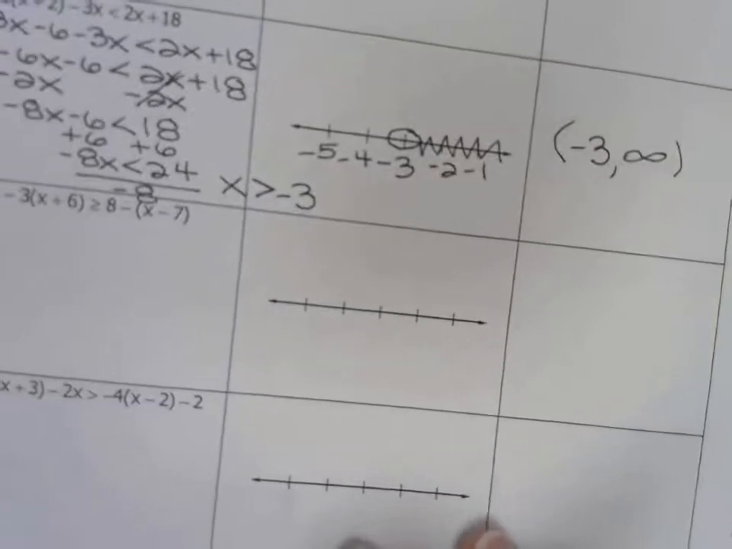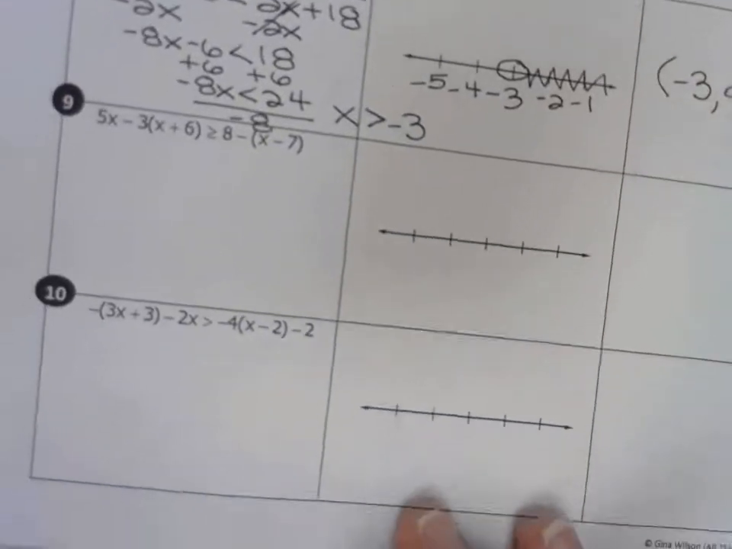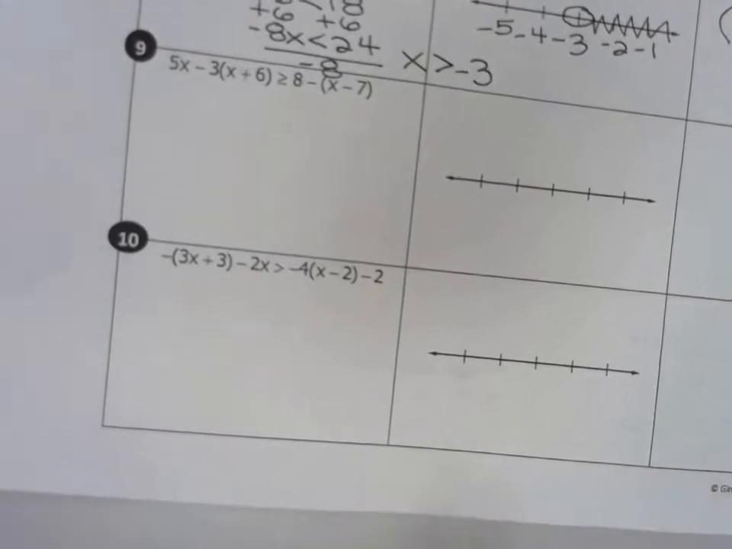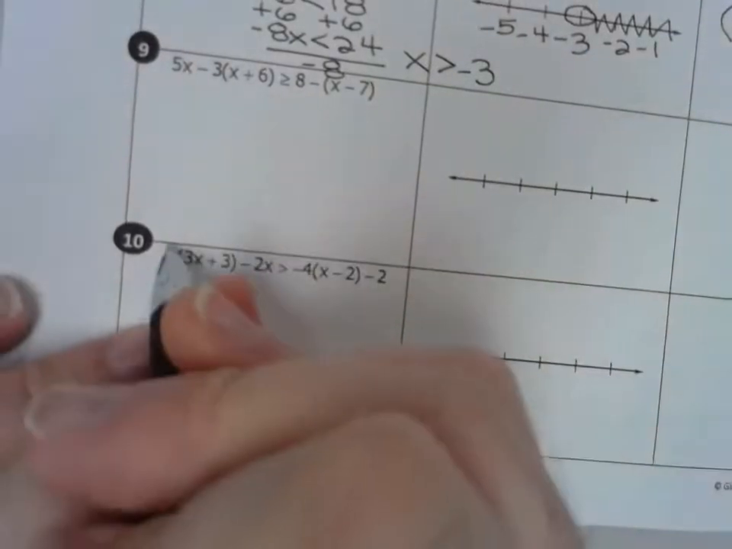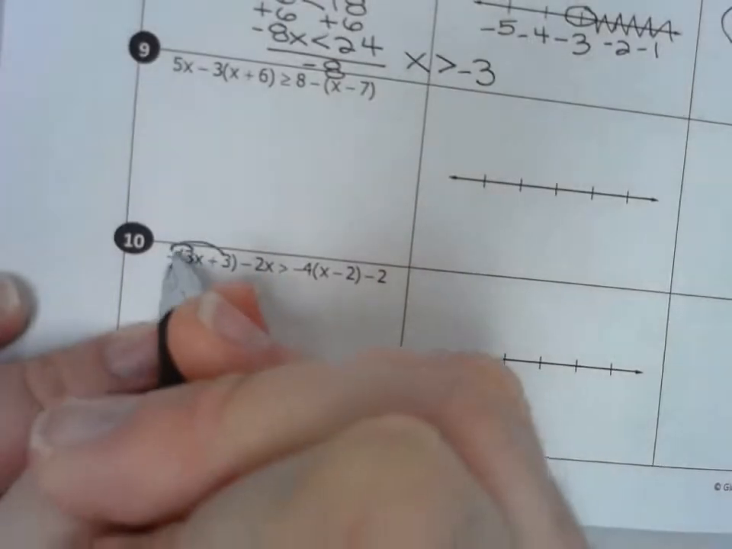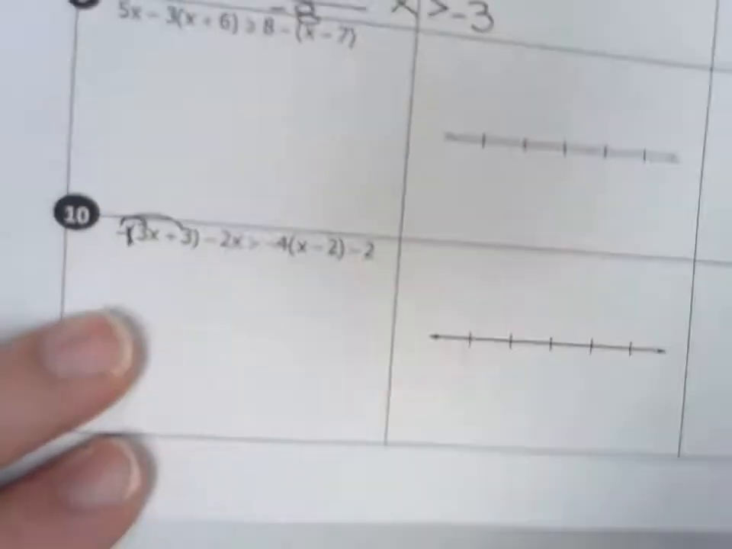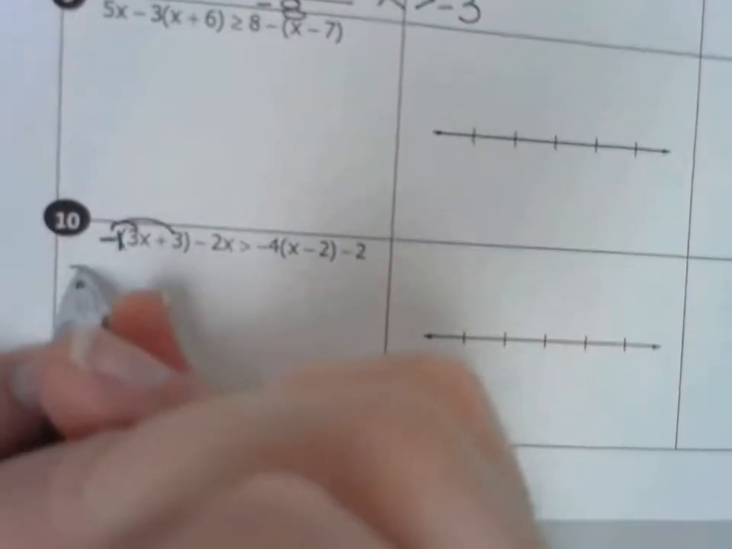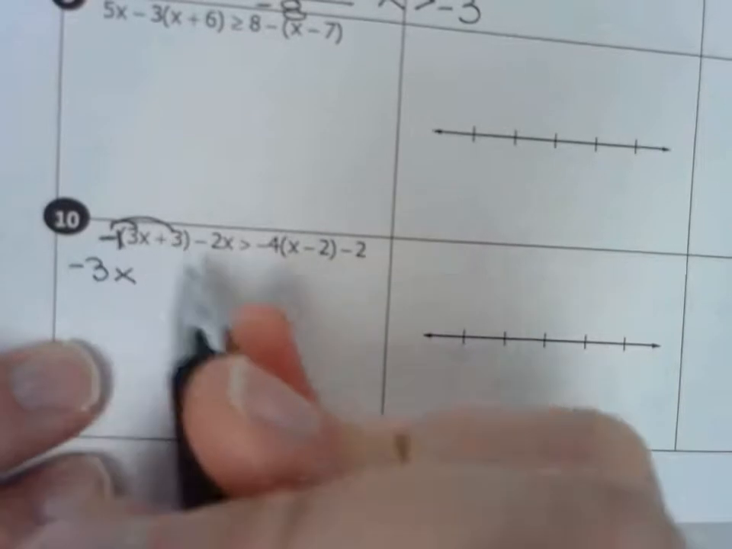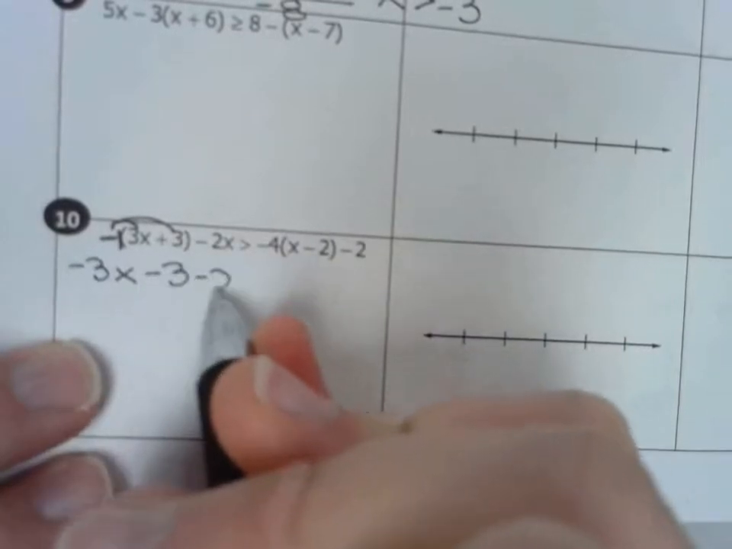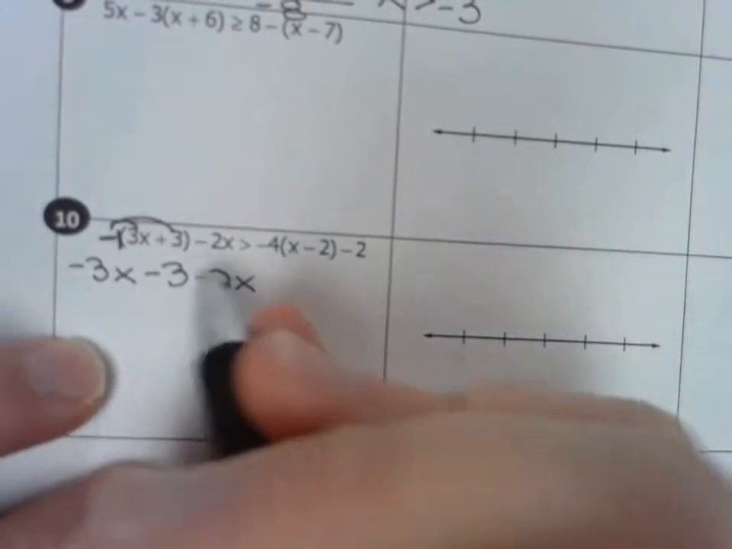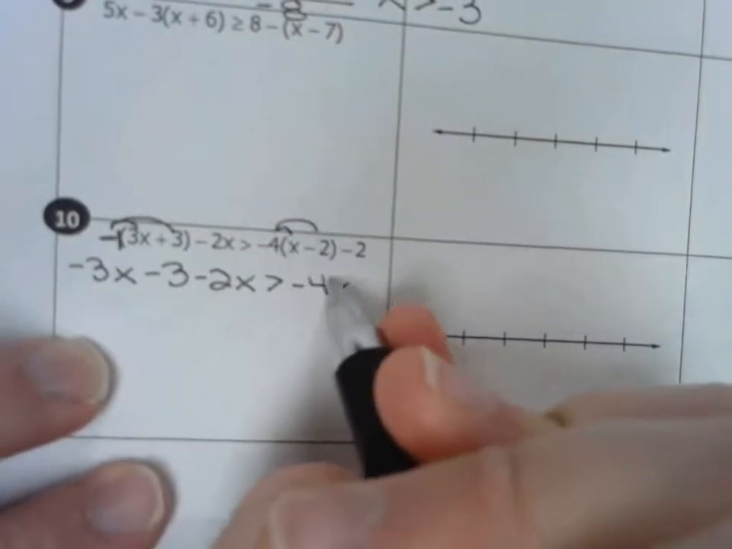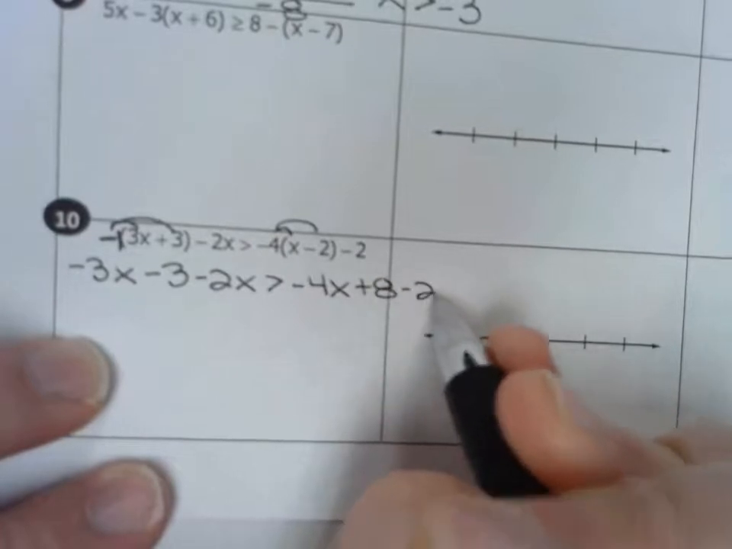Okay, let's look at 10 real quick. If I look at 10, let's go ahead and distribute the negative. So be careful, even though there's no number there, that's just a negative 1. So we're going to go ahead and distribute that negative 1. So negative 1 times 3, negative 3x. Negative 1 times 3 is negative 3. The minus 2x is not in parentheses, so it just stays minus 2x is greater than. Distribute the negative 4. Negative 4x plus 8 minus 2.